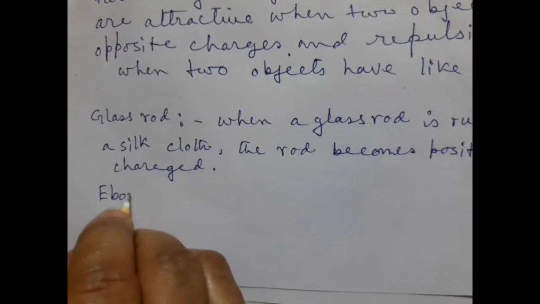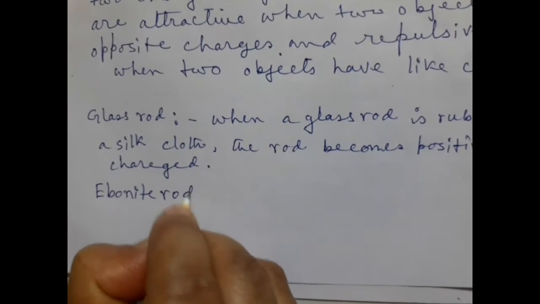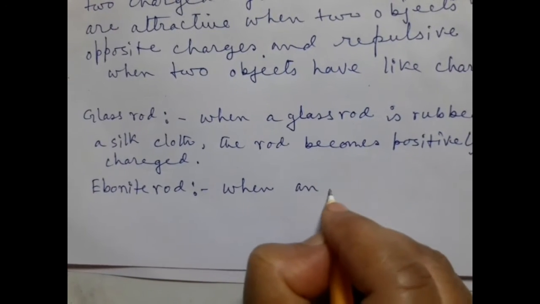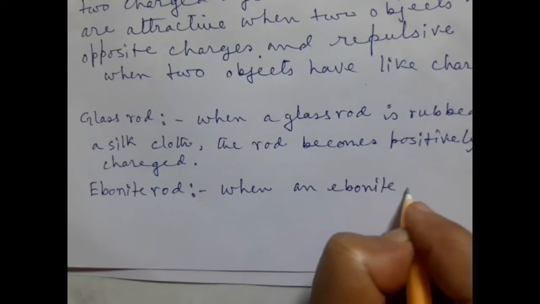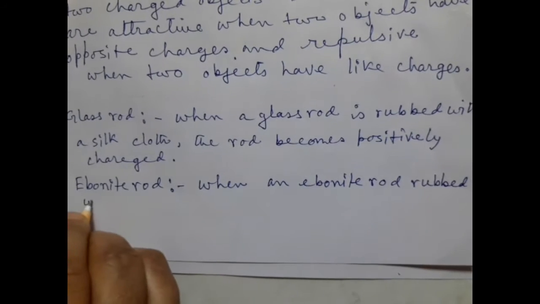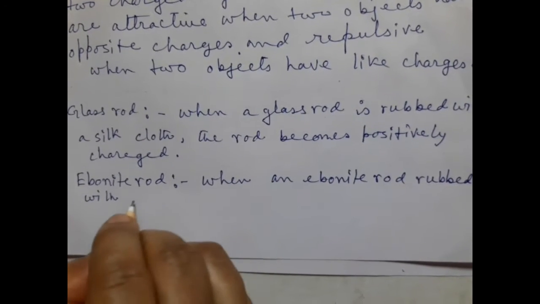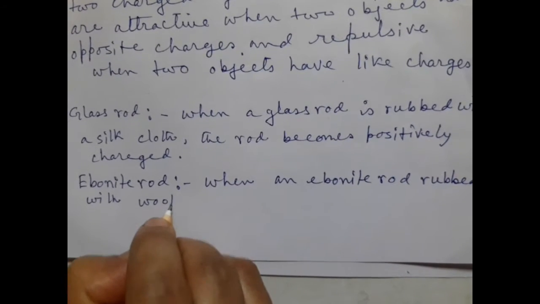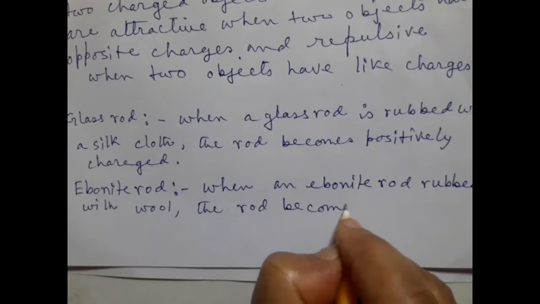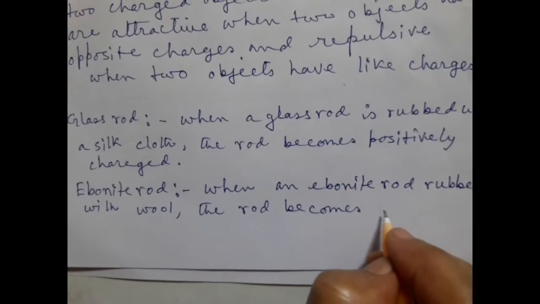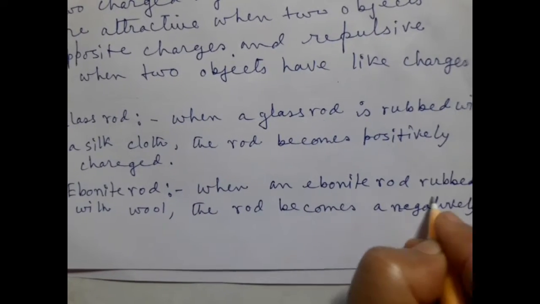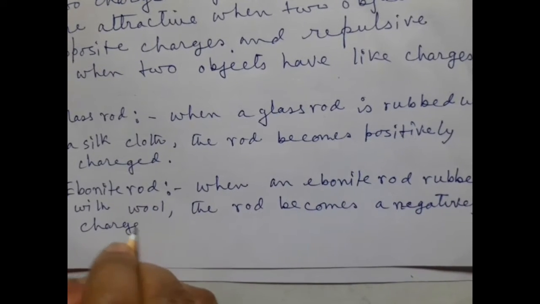Ebonite rod. When an ebonite rod is rubbed with wool, the rod becomes negatively charged.